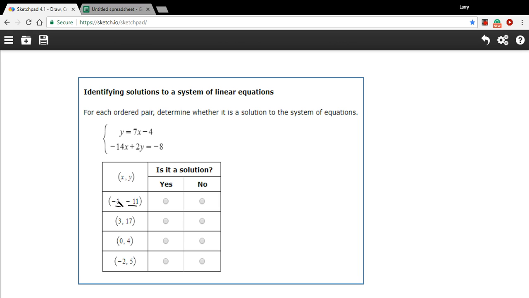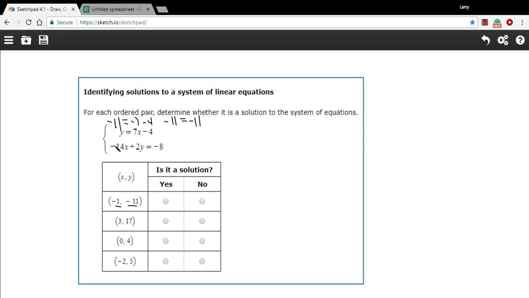If I were substituting -1 for x here, I'd get -7 and then a -4. And substituting the -11 for y, I'd get -11 equals -7 minus 4. Well, that is -11, so I'd get -11 equals -11, and that is true. So that means this point satisfies the first equation. To satisfy the solution, it needs to satisfy the second equation too. So we need to do that again.